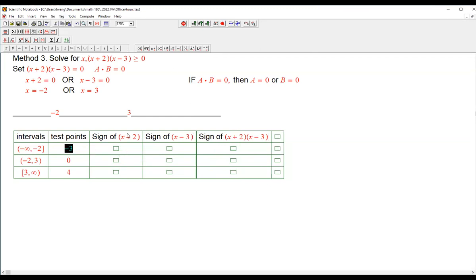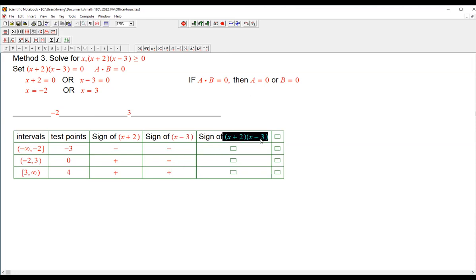So when the test point is plugged into x plus 2, you can see if we plug in negative 3 to x plus 2, we're going to get a negative sign. When we plug in 0 into x plus 2, we're going to get a positive sign. When we plug in 4 into x plus 2, we're going to get a positive sign. Okay? When we plug in negative 3 in x minus 3, that's going to be negative. When we plug in 0 in x minus 3, we're going to get negative. When we pick 4 in x minus 3, we're going to get a positive.